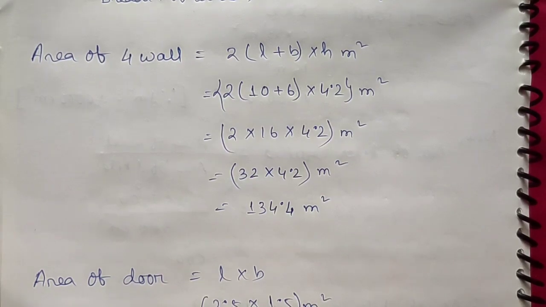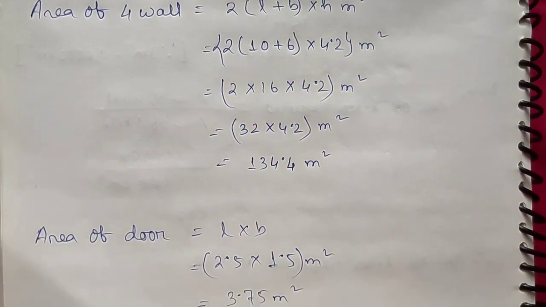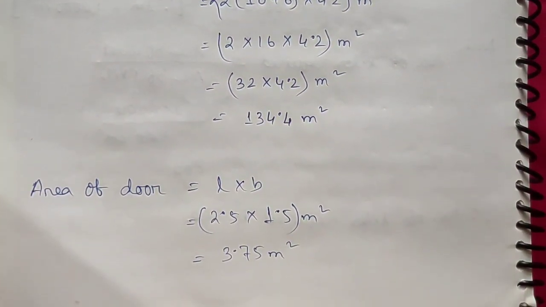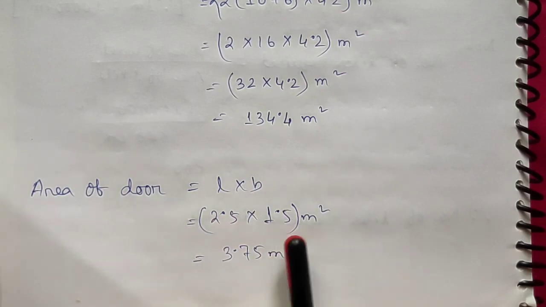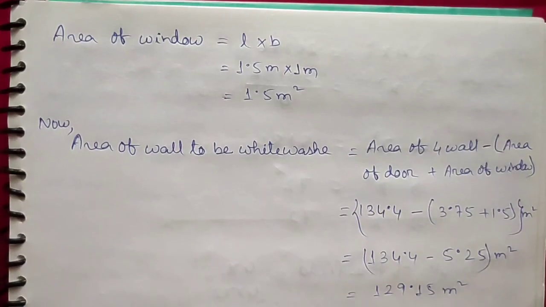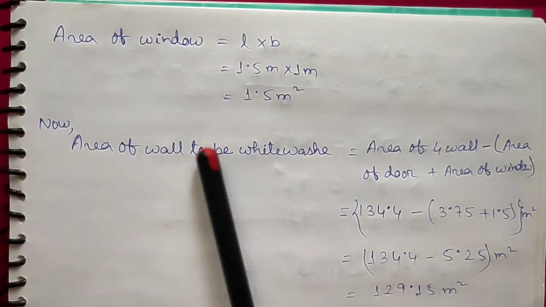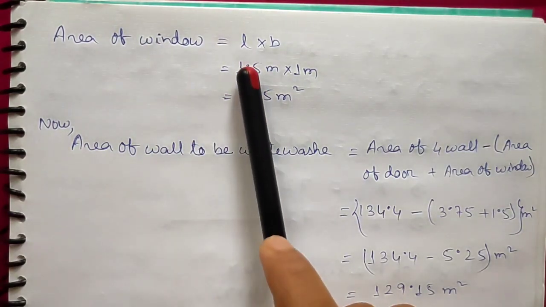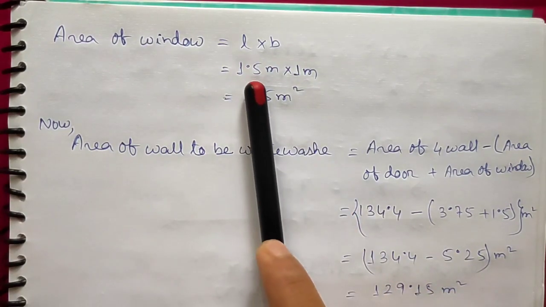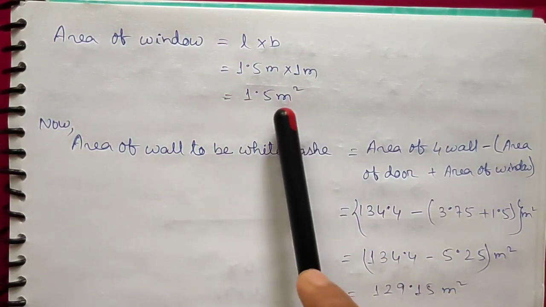Area of the door is also a rectangular shape, right? So area of door will be length into breadth. Length is 2.5 and breadth is 1.5 meter square. So 2.5 into 1.5 is 3.75 meter square. Next, we have to find the area of the window. Area of window is also a rectangular shape. So length into breadth, length is 1.5 meter, breadth is 1 meter, equal to 1.5 meter square.